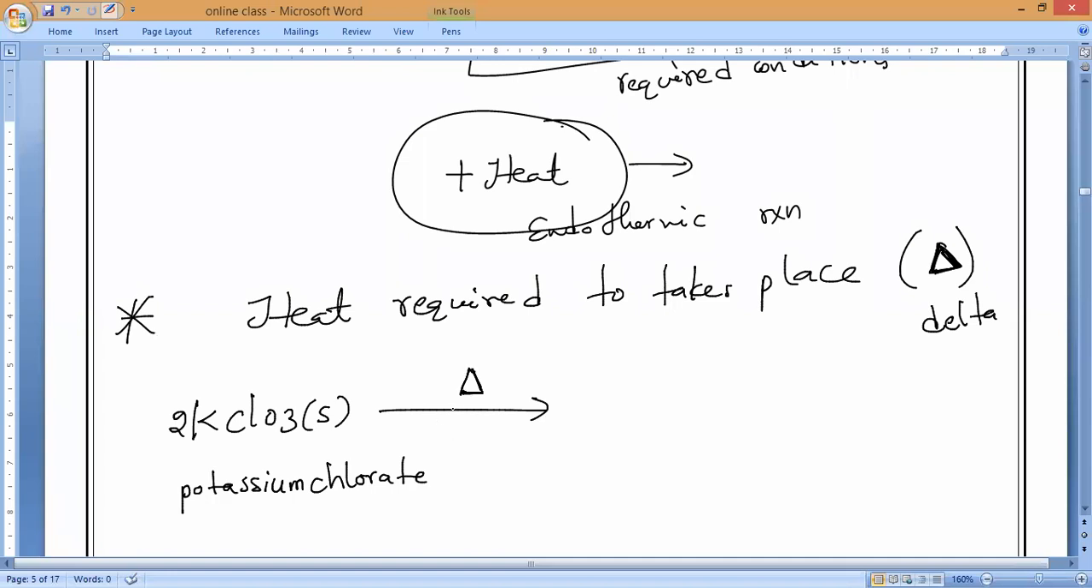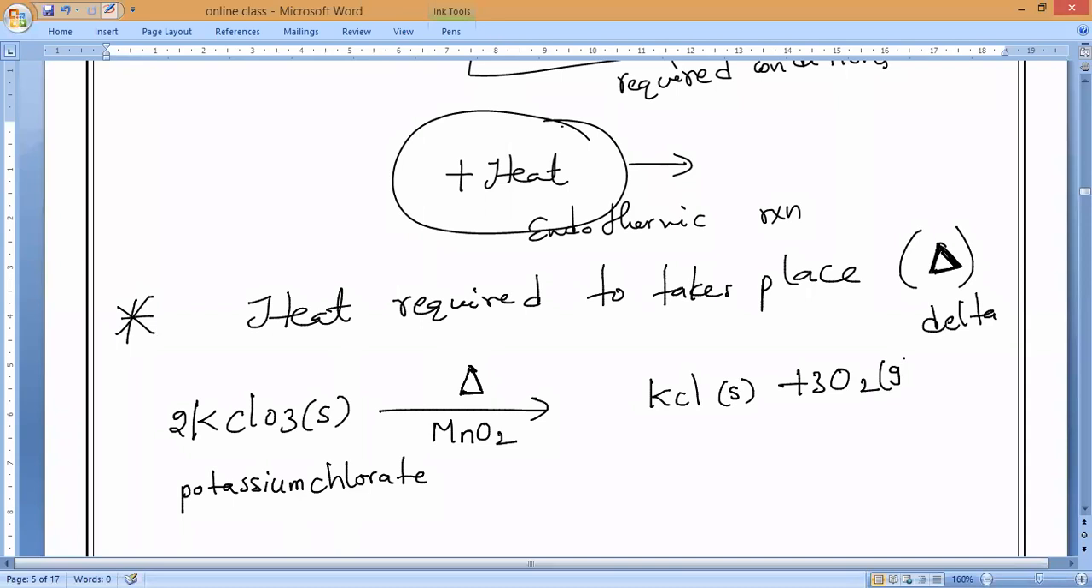And here we also have to use a catalyst. That catalyst is manganese dioxide. What is the catalyst, guys? Manganese dioxide. Clear, everybody? Manganese dioxide is a catalyst and heat is required, so Delta. It will form the products KCl, potassium chloride, plus it will form oxygen.